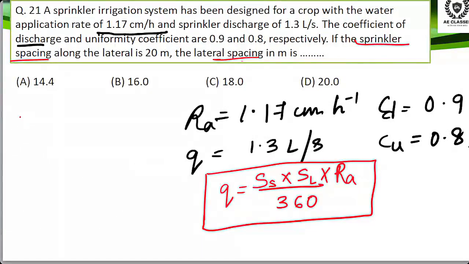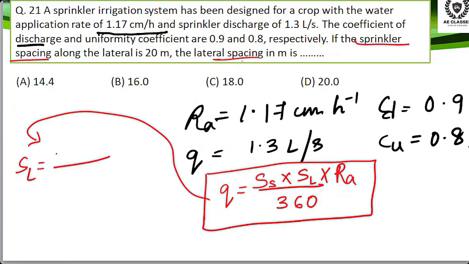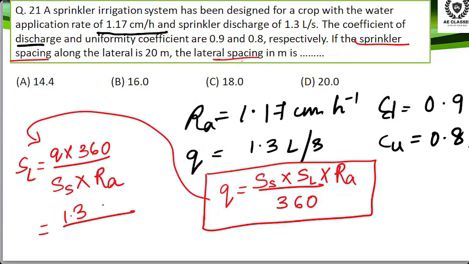Okay, so Q is given as, and one more thing, you always have to remember the units. Okay, so Q is given as 1.3, right? So let's just convert this equation in terms of SL. SL will be equal to what? Q into 360 divided by SS into RA, right? So Q is how much? 1.3. Okay, 1.3 into 360, and SS is how much here?